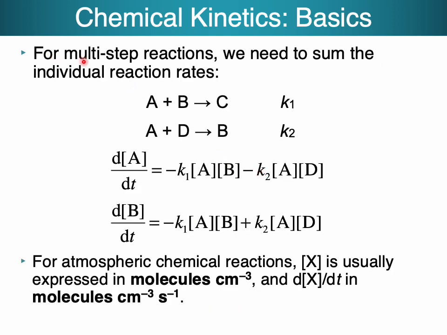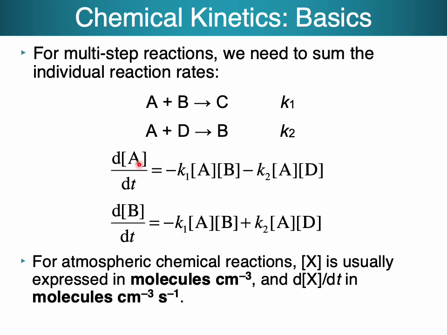So for multiple step reactions, we need to actually sum up the individual reaction rates if we are considering the rate of change of a particular reactant or product of interest. For instance, here let's say there are two reactions going on, A reacting with B becoming C, but at the same time A can also react with D to form B back. And these are two different reactions with different rate constants, K1 here and K2 here.